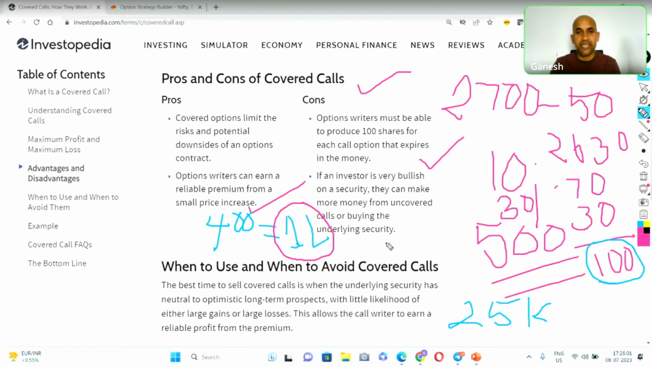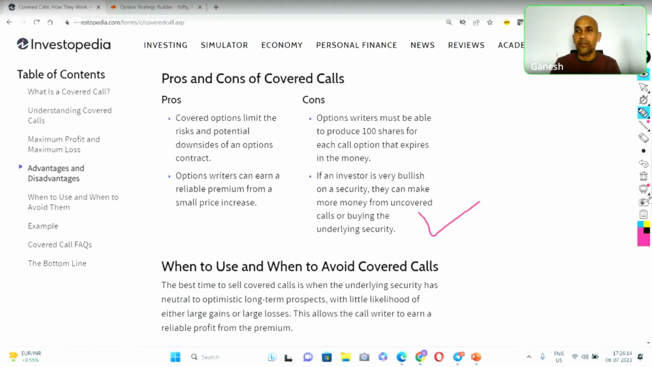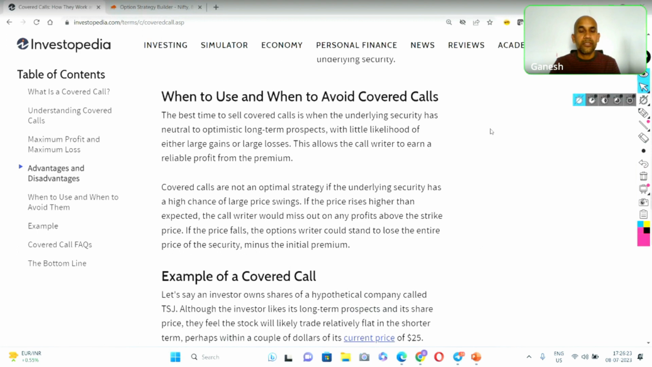Of course, there are several ways that we will discuss. So this is the worst scenario for a covered call. If it is very bullish, a covered call is not meant for that. It is of no use. Let's see when to use and when to avoid a covered call. A covered call should not be used when it is very bullish. And again, you should not enter a covered call trade when it is very bearish.